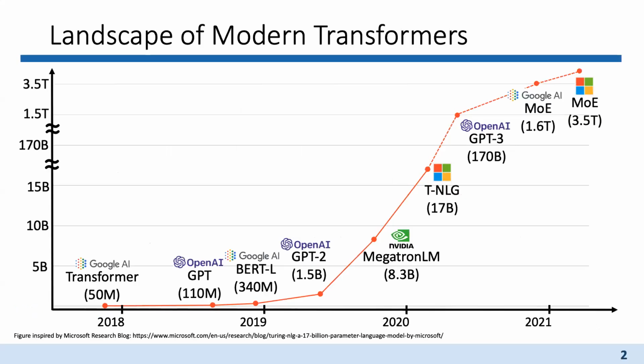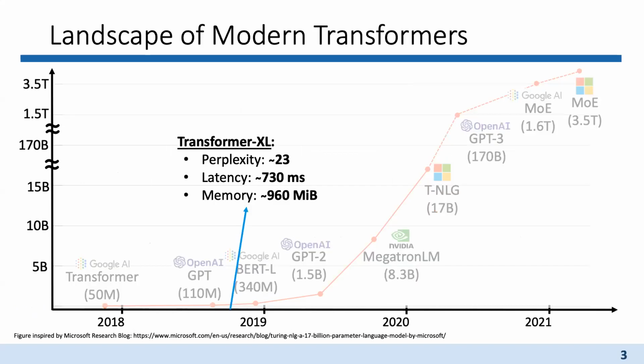Recent advances in transformers have resulted in a huge increase in the size and complexity of these models. This increase in model size poses several roadblocks in deploying these models on commodity hardware for day-to-day use. As an example, the now relatively old Transformer XL has a latency of 1 second and a peak memory of nearly 1 gigabyte, which cannot be supported in many platforms.